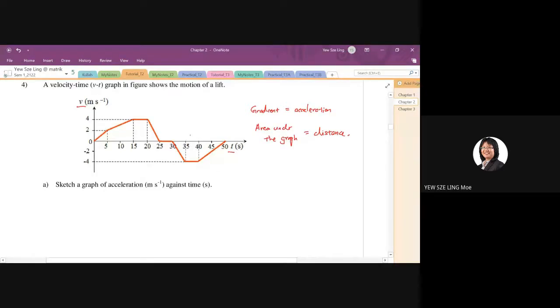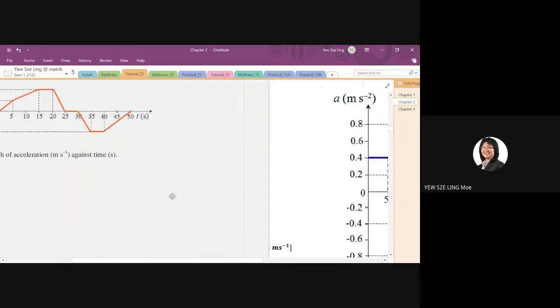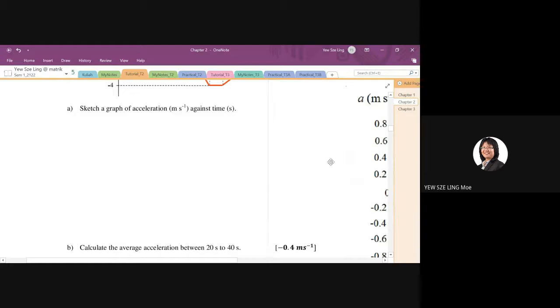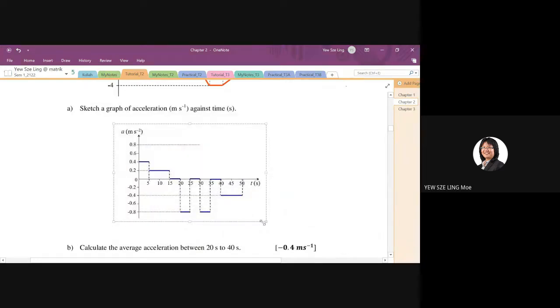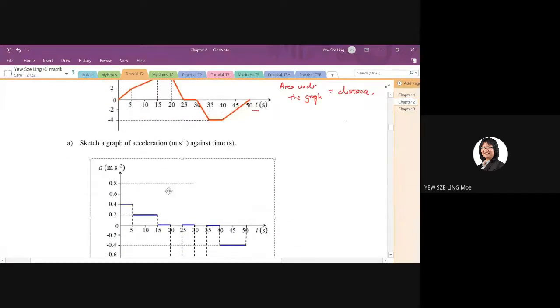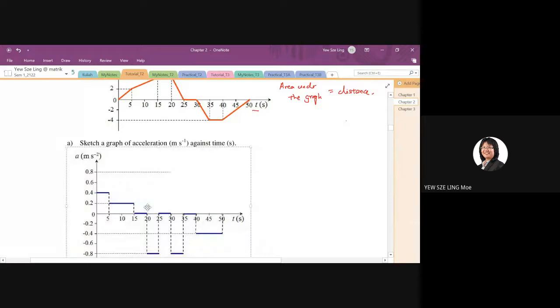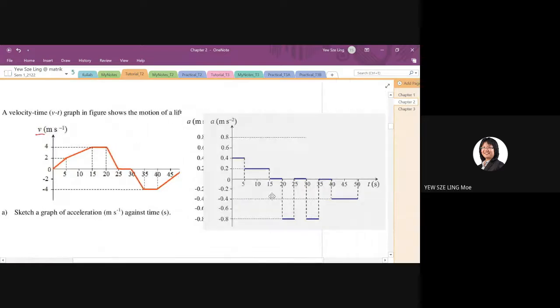Okay. So now let's see whether you got the correct answer. All right, this is the answer. So you calculate the accelerations at every part. If you calculate the accelerations at every single point, you will see that from 0 until 5 seconds, you have a positive acceleration, positive 0.4 meter per second square.